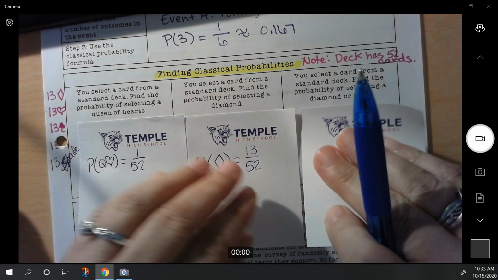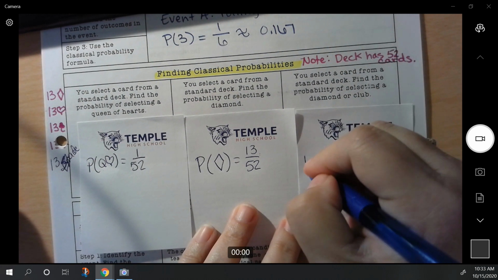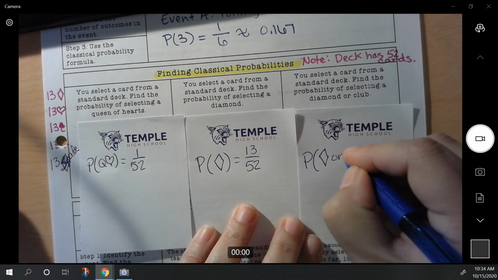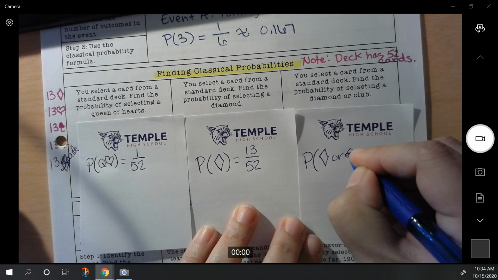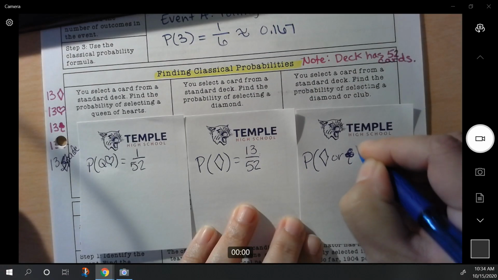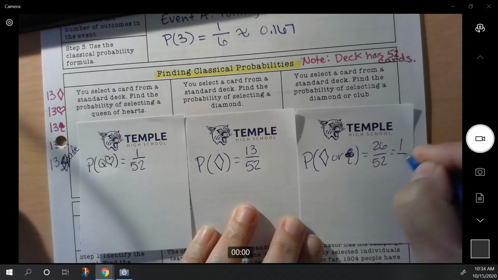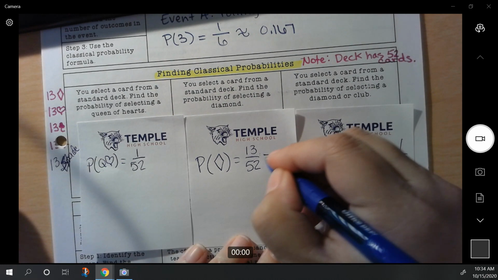Okay, so if you got 26 out of 52, or 1/2, you would have had the right probability. Okay, and this, by the way, is 1/4.